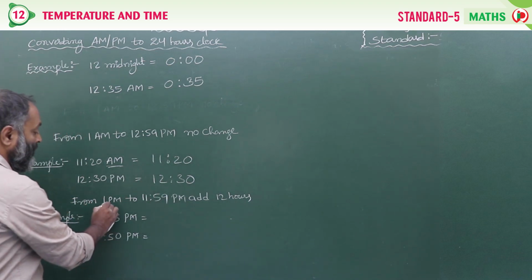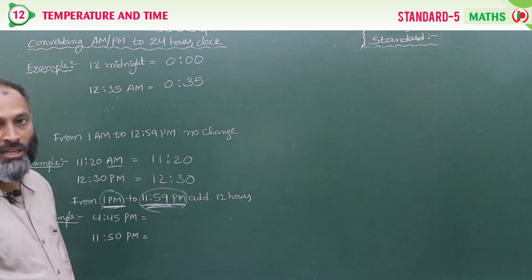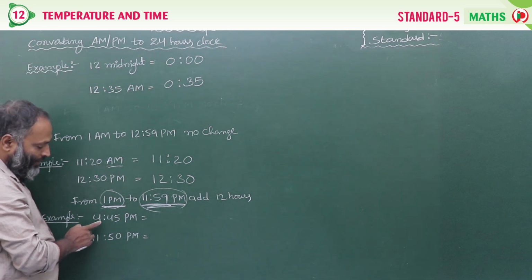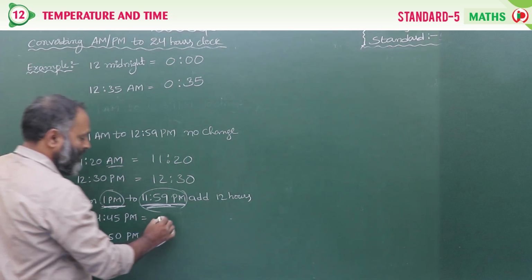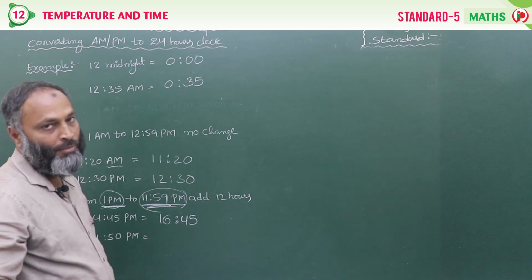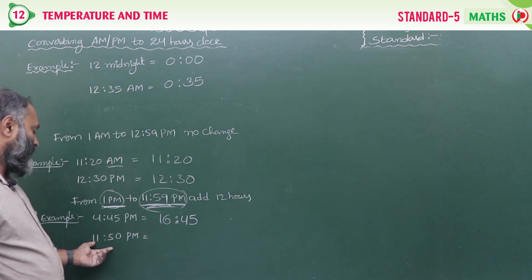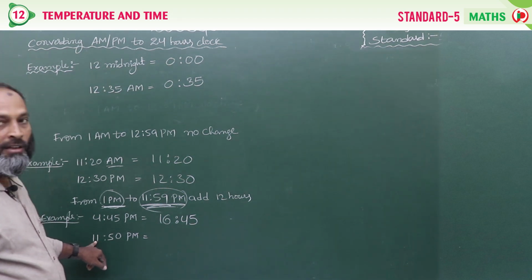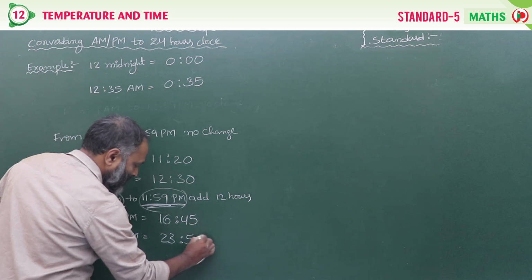Next, from 1 p.m. to 11:59 p.m., we should add 12 to the hours. Here it is PM, so after 1 p.m., say 4 p.m., we should add 12: 12 plus 4 is 16, so 4:45 p.m. is 16:45. Now 11:50 p.m.: it is PM, so we add 12 to 11, that is 23. So in the 24 hours clock the time is 23:50.